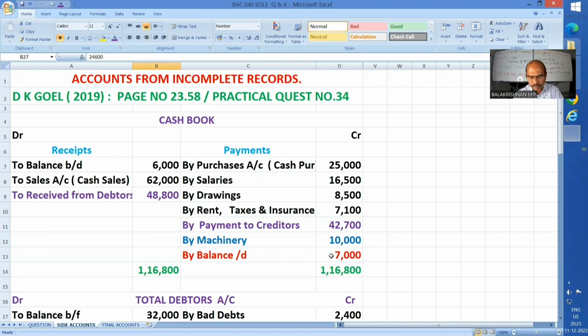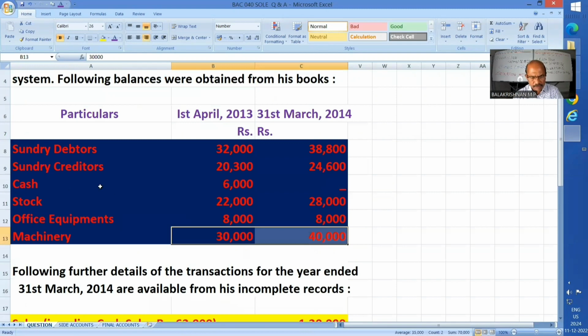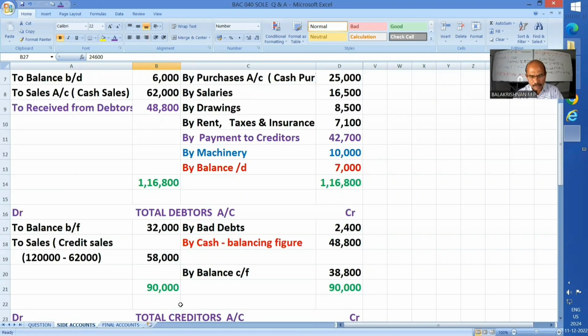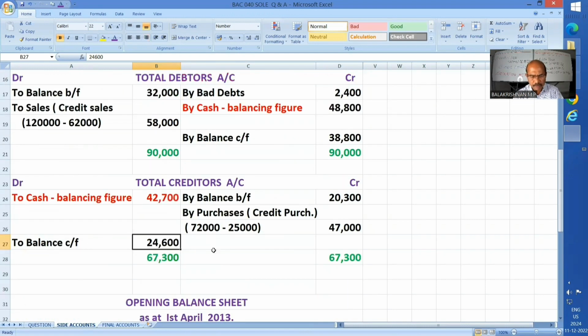Now, in the cash book we find there's a closing balance of 7,000 by way of difference. Okay, on this side all the figures, but for the 7,000, we got everything. So 7,000 is the closing balance. That's what, in fact, they also want here. What is the closing balance? We have got that also. Okay. Total debtors account closed. Each item has been explained to you.